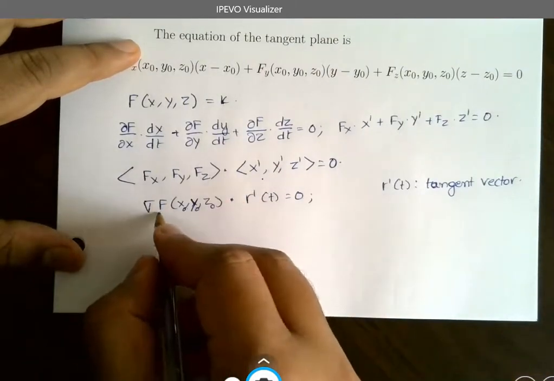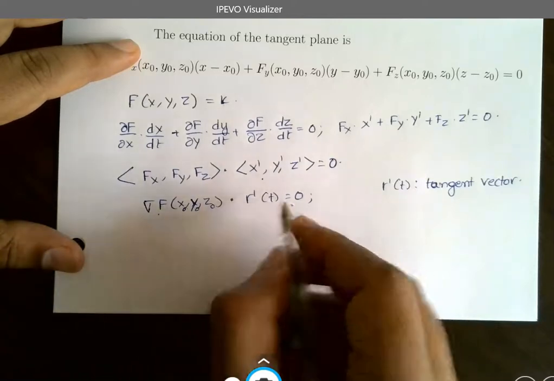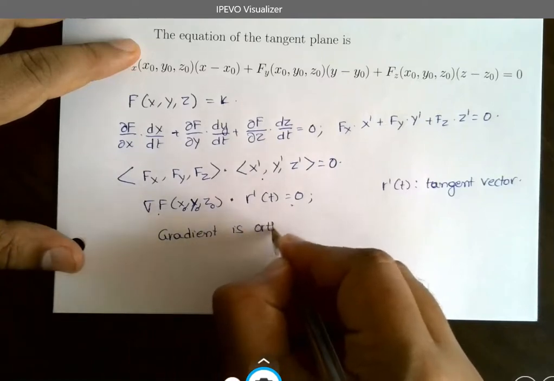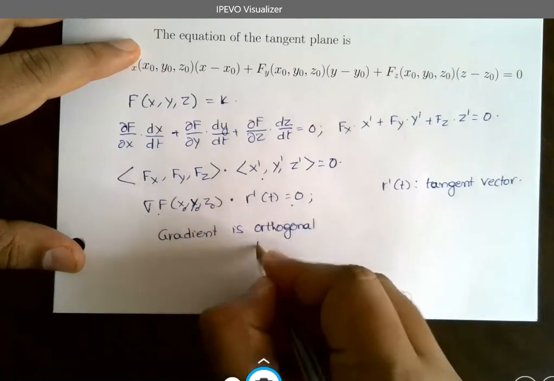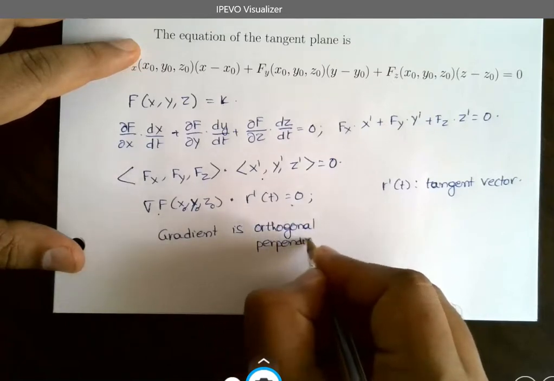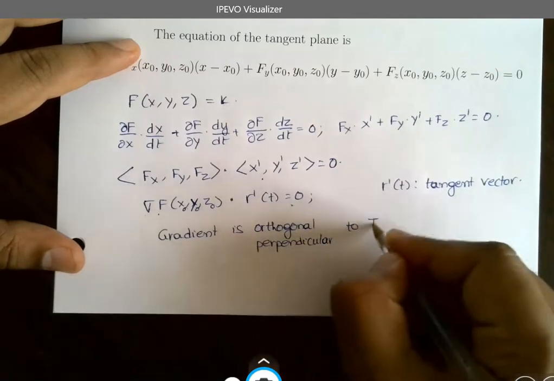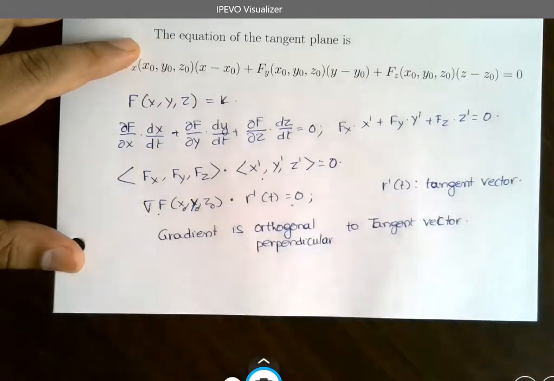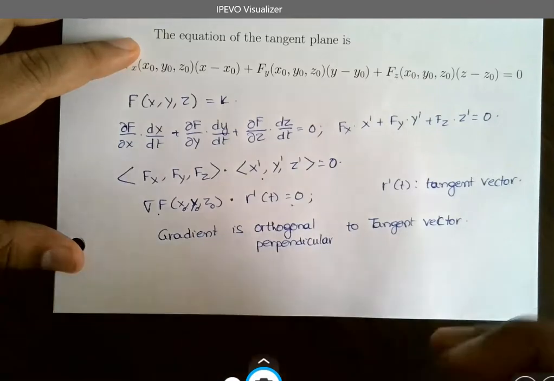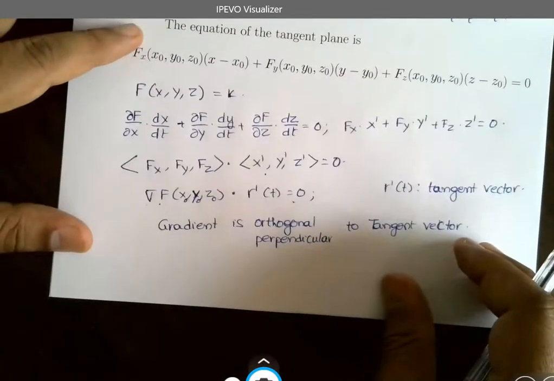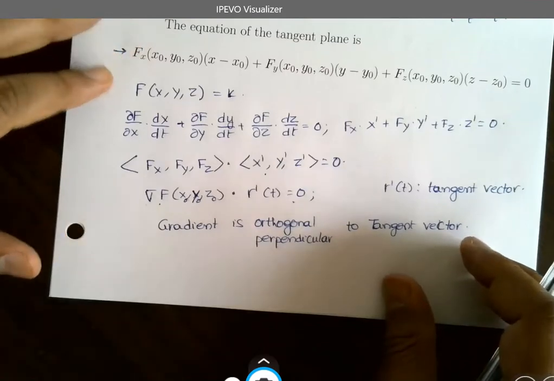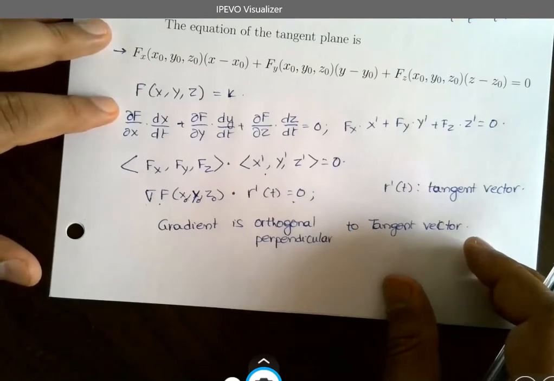So that means the dot product is 0, which means they're saying the gradient is orthogonal, or perpendicular, whichever way you want to say it, to the tangent vector. That's what they're really saying. If that is the case, then the gradient is orthogonal to that.